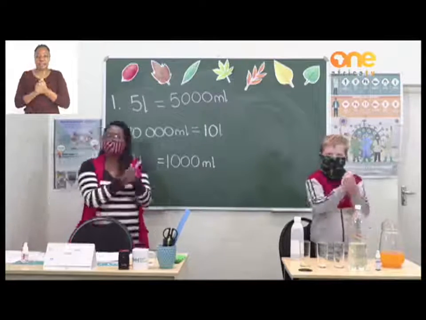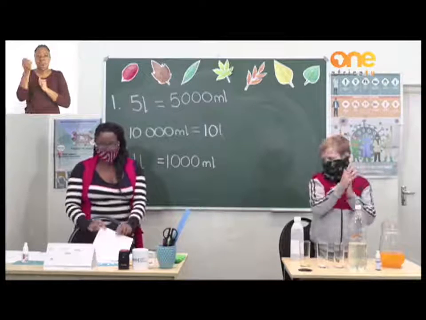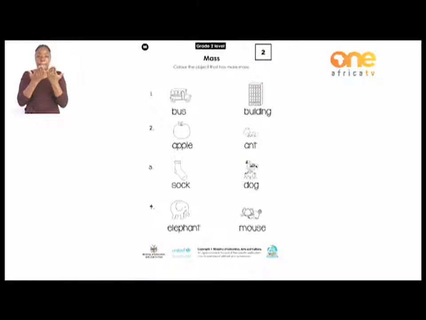But I think we have another activity on page 16. For page 16, you are going to definitely do this one by yourselves. We are not going to help you. All we are going to do is just read the instruction. And this says, color the object that has more mass. Now you can see the different objects along with their names. It's up to you to decide which one has more.